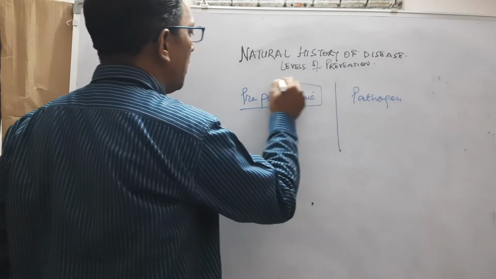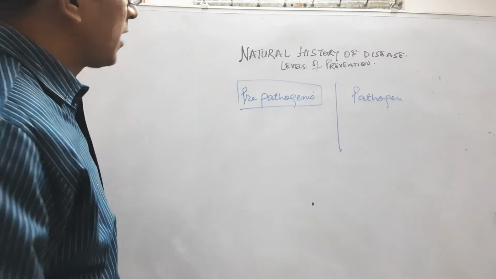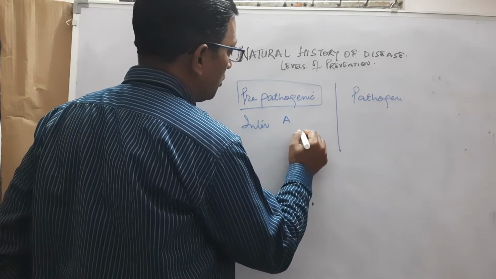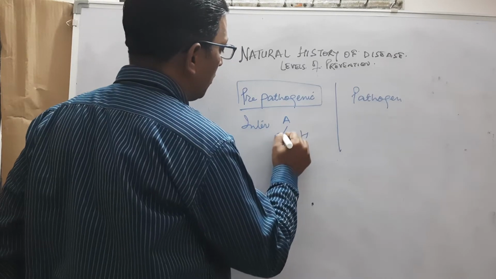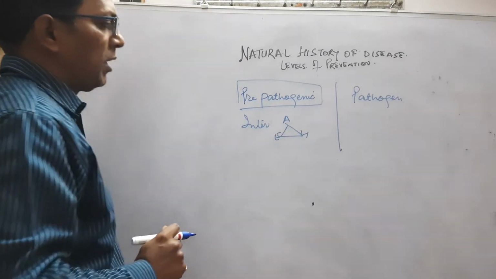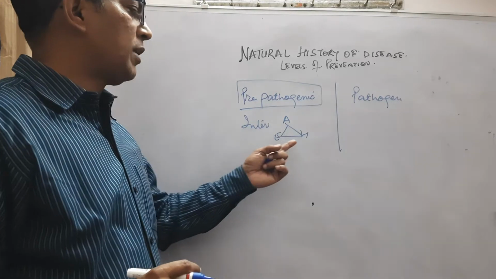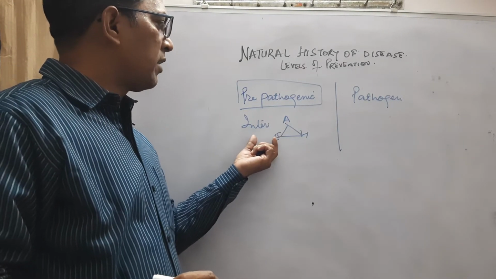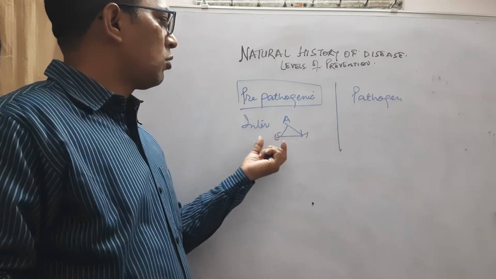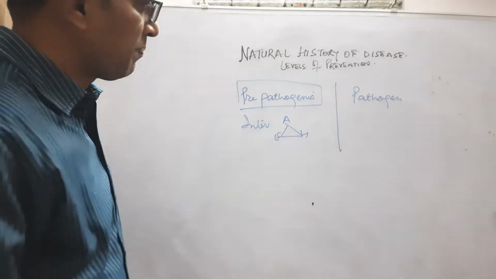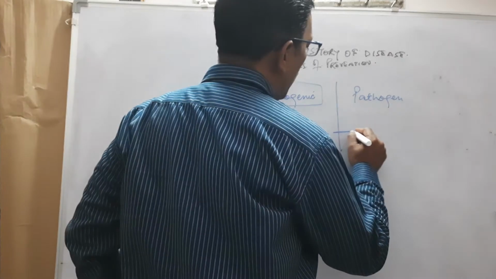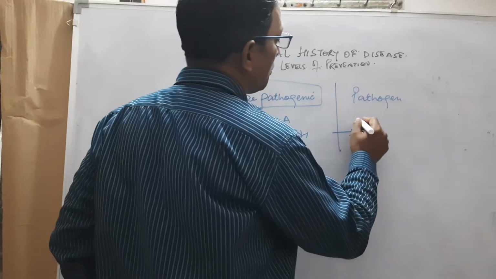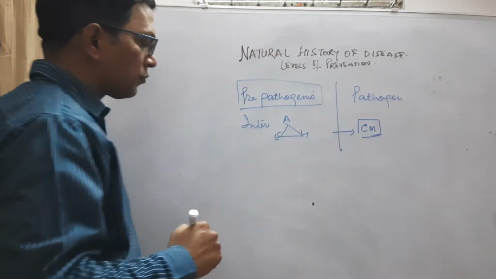Pre-pathogenic phase is the phase where the interaction between your agent, host, and the environment has not taken place. Though these agent, environment, and host may be present, they are not to an extent that they may cause disease. So this is known as your pre-pathogenic phase. And the pathogenic phase is one where interaction has taken place and clinical manifestation begins to occur.